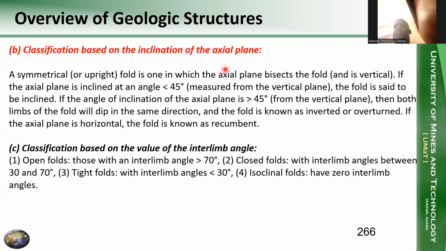Based on the inclination, if the axial plane is inclined at an angle less than 45 degrees, the fold is said to be inclined. If the axial plane is greater than 45 degrees, then we are going to say that the fold is inverted or overturned, something like that. Then we could also talk about classification based on the value of the interlimb angle.